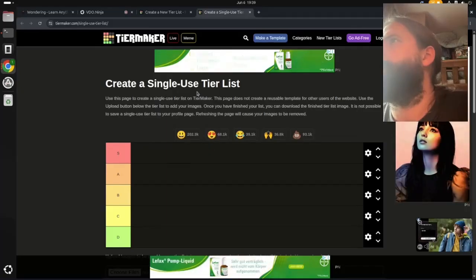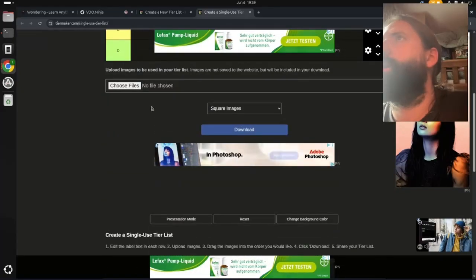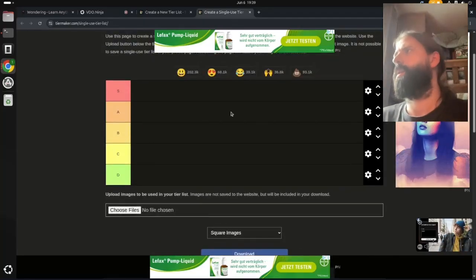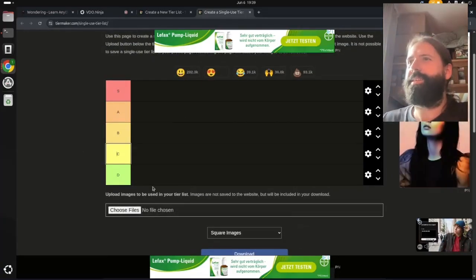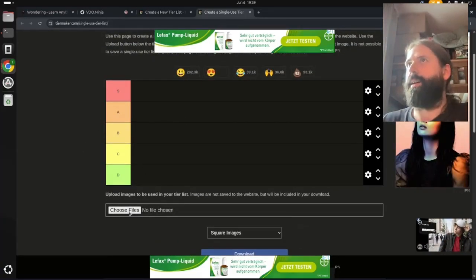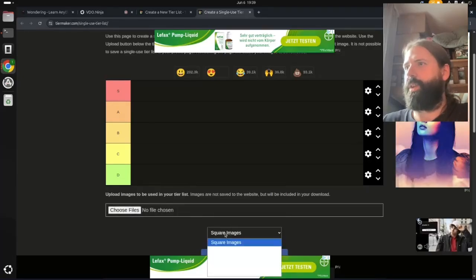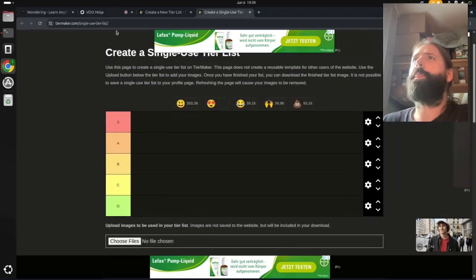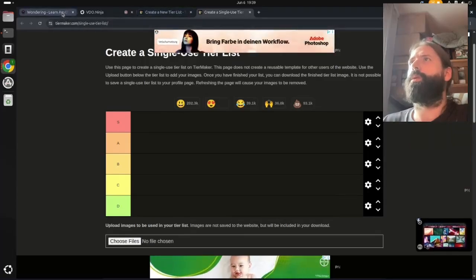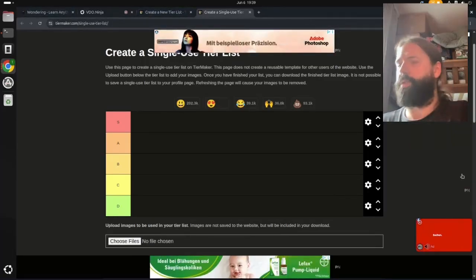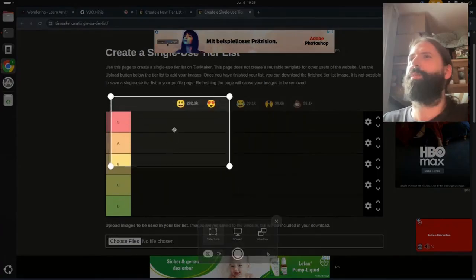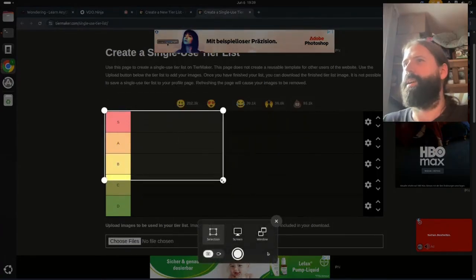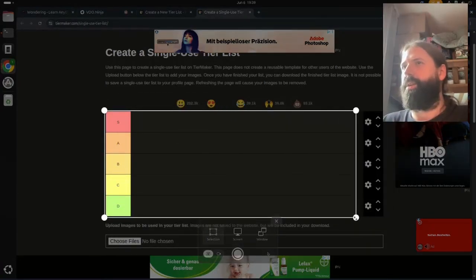What is this? Do I really need these? So I actually have to use the square images. Okay, so I will do. You know what? I'll just copy that and use this Scali draw. I'll use this Scali draw.